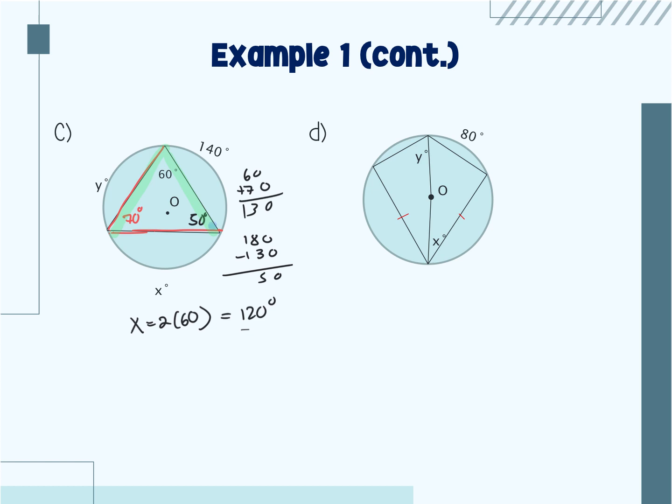Now for y, it's going to be, again, based on that 50 that we just found, and it's going to be double. So y is going to be 2 times 50, which gives us that our y is 100 degrees.